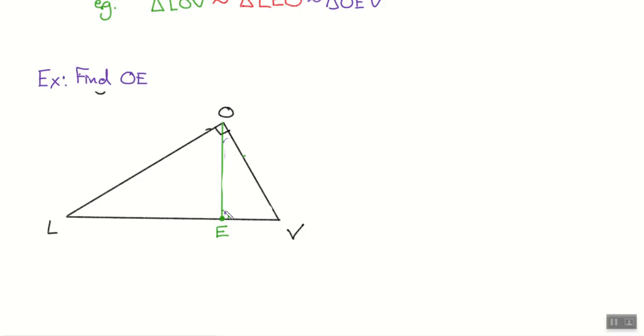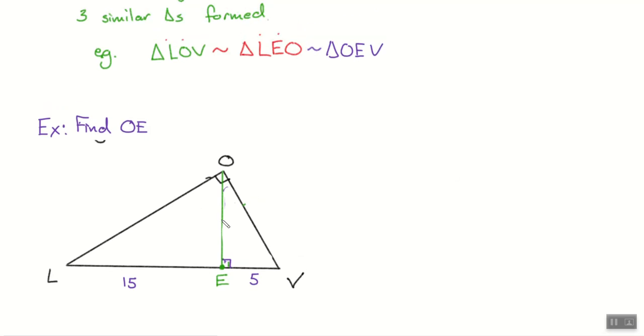Okay, here's all we know. We get this lovely thing with these right triangles added and one little tiny piece of information. I'm told that LE has a length of 15 and I'm told that EV has a length of 5. And I'm going to call OE x, just for simplicity's sake and being able to write it, so we don't confuse zeros. Our goal right now is to find x.